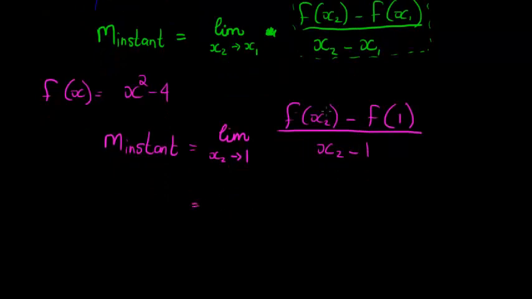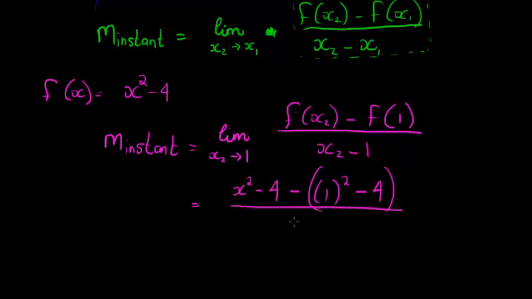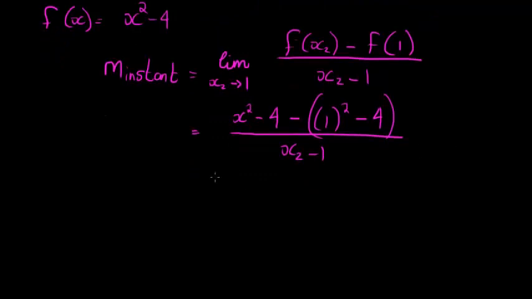Well, let's substitute into our f(x) formula. So f(x2) is x squared minus 4, minus f of 1, which would be 1 squared minus 4, divided by x2 minus 1. Okay, what do I get now?